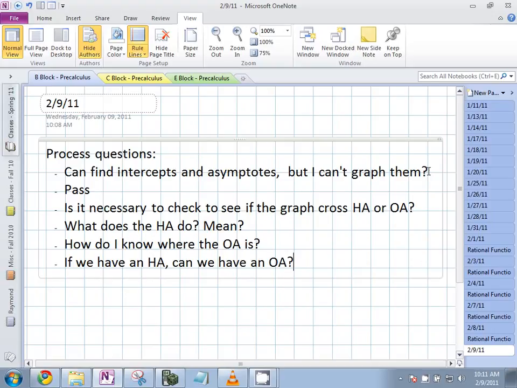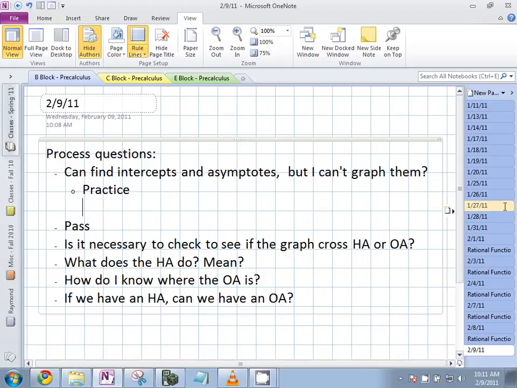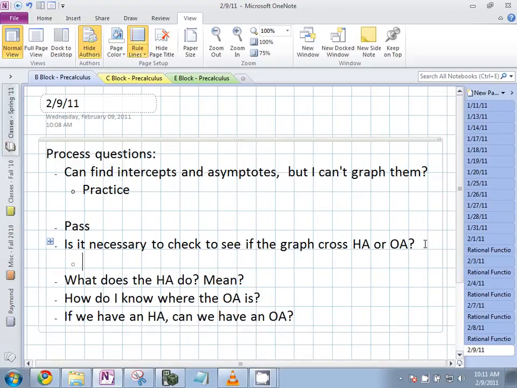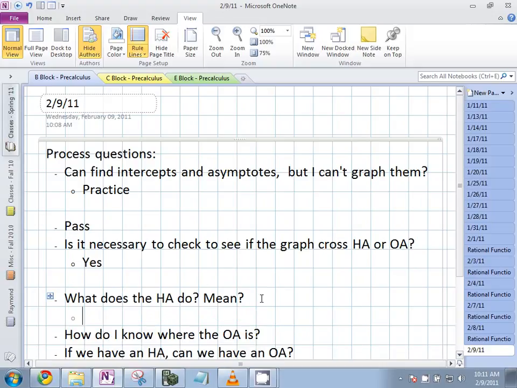Okay, so let's answer some of these by directly answering, and then some by process. I can find intercepts, but I can't graph them. We'll practice this. Pass. Okay, we're going to pass on pass. Is it necessary to check to see if the graph crosses the HA? Yes, it is. What does a horizontal asymptote do? We'll see one.